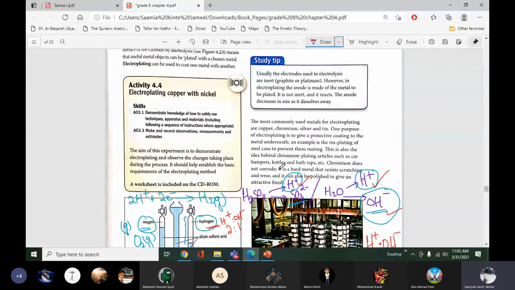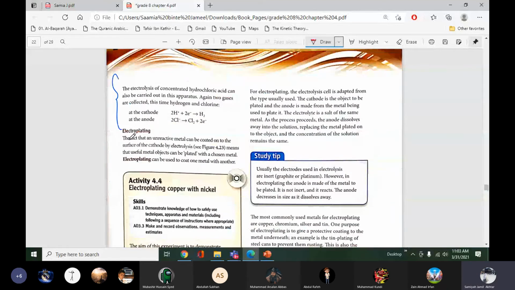Now there is a next topic, electroplating. Only two topics are left now from this chapter, electroplating and electrorefining. Both of these topics are related to each other. So if you understand electroplating, then you can understand electrorefining also, because for both of them the concept is almost similar.